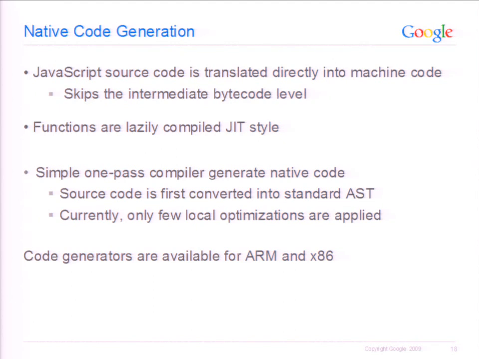Code generation is very simple. We translate our source code directly into machine code, thereby skipping the bytecode generation. The reason for that is that in JavaScript, the primary representation of a program is source code. You can take any function and call toString on it, and you will actually get the source code. So there's no need to have bytecodes.